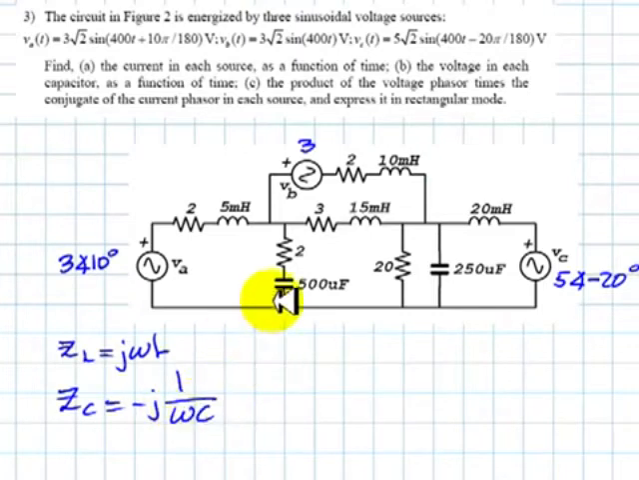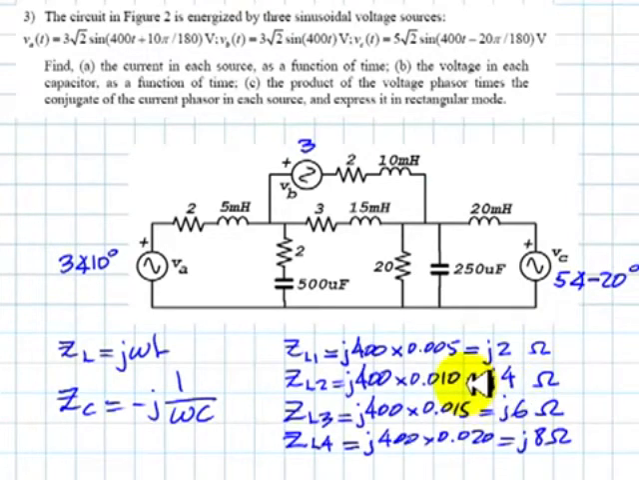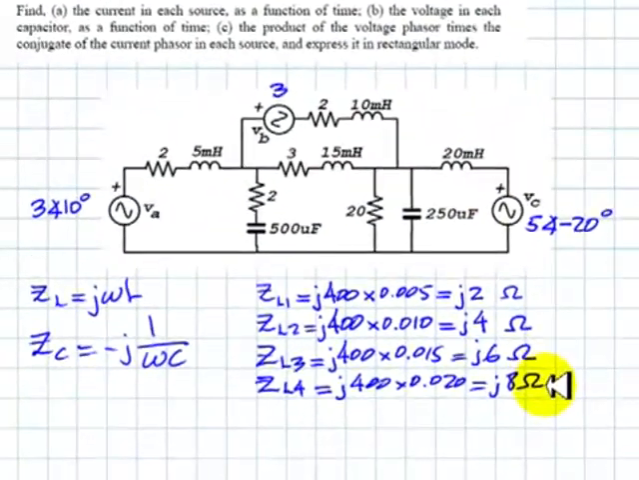Let's do that for each one of the reactive components. For the 5 millihenry inductor, the impedance is j2 ohms. The impedance for the 10 millihenry inductor is j4, the impedance for the 15 millihenry inductor is j6, and the impedance for the 20 millihenry inductor is j8 ohms.